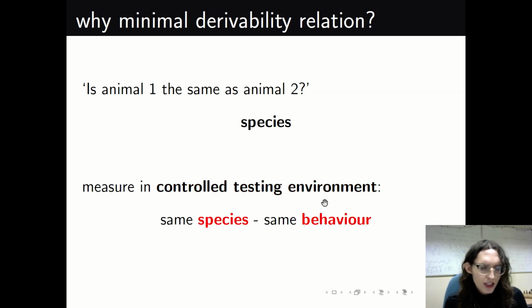We could measure physiology. Let's just be pure behaviorists here and say we only sit down with a notebook and observe how our two animals behave. If they behave in the same way, they eat the same way, they show the same kind of playing behavior, and so on, we will classify them as being of the same species.